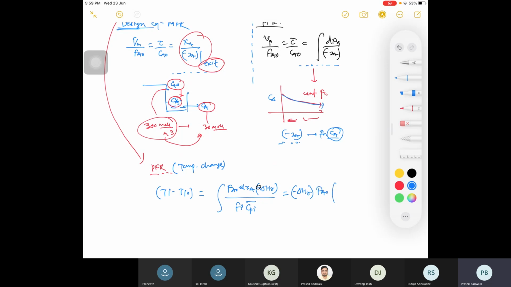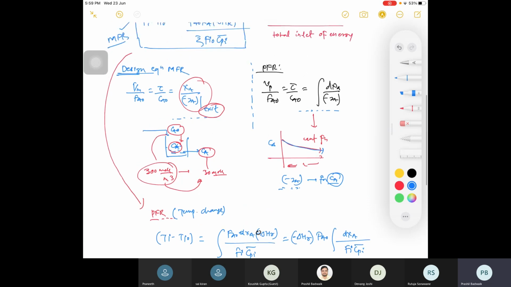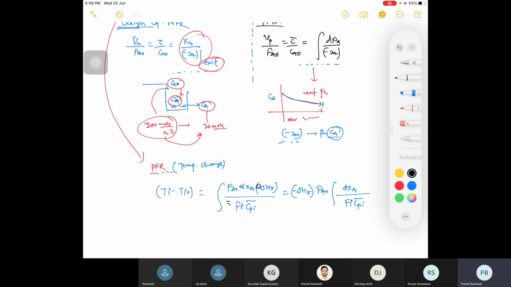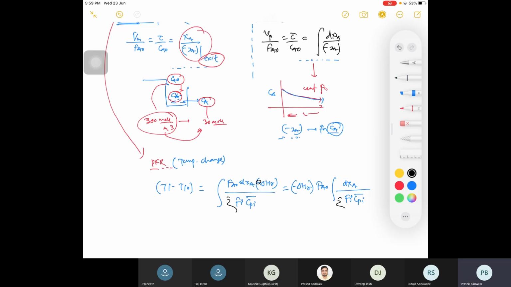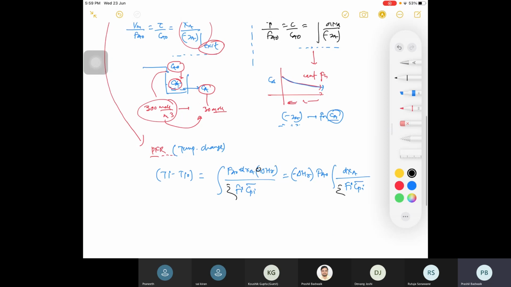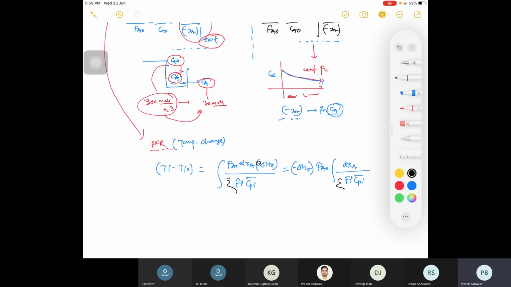Your Fa naught is constant, then the integration of dXa divided by what? It is your Fi into Cpi mean. One thing is missing, that is your summation sign, right? So the summation sign will be here. So there is a similarity between these two equations. When we derive, you will get such kind of equations. But I'll ask you one question at the end: you can differentiate what is the difference between these two equations. So we'll quickly move on to how to find out the equation for PFR. But you can have an idea that it will come in this type, right?